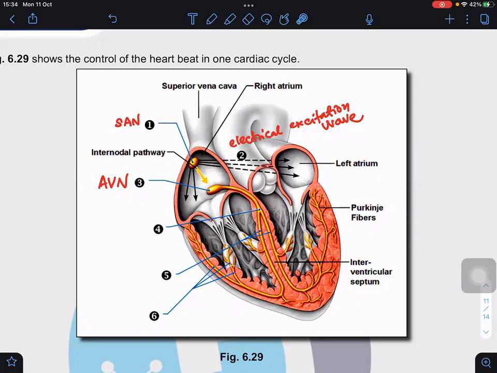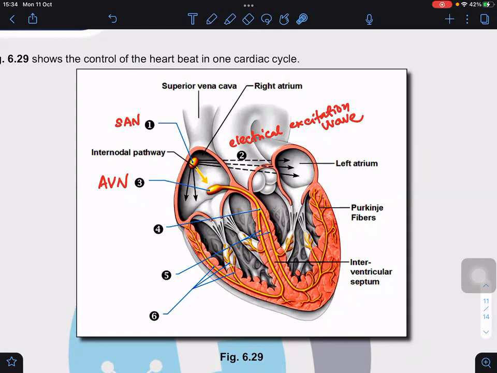So what happens here is this electrical excitation wave moves down through the wall of the septum, through the fiber known as the bundle of His. The bundle of His then continues to the base of the septum and then spreads upward. Can you see that? When this electrical excitation wave spreads upward, the wall responds to it by contraction.